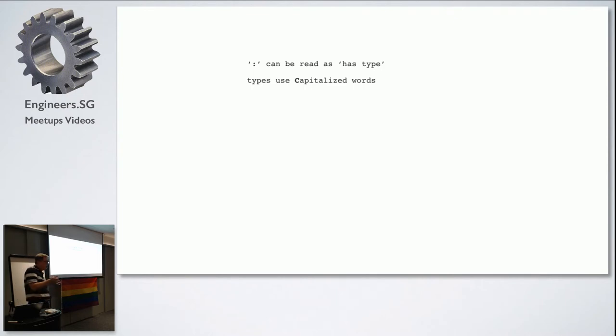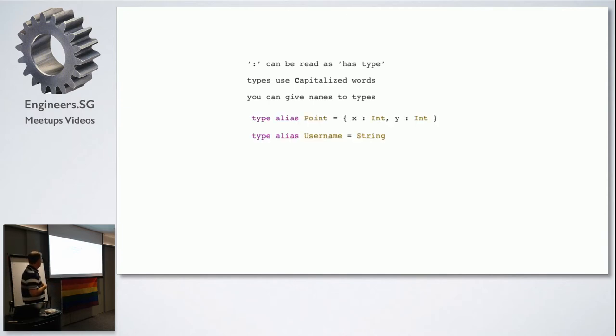Now, beware, there are a couple of other things that also use capitalized words in Elm, but usually it's impossible to confuse them. At least the compiler will not get confused, but you might. Another thing you can do with types in Elm is give them another name. You use something called type alias, and here we are giving a record of two fields, an X and a Y of these types, the name Point. Or we can rename String to Username to be more specific about our particular usage of this type.